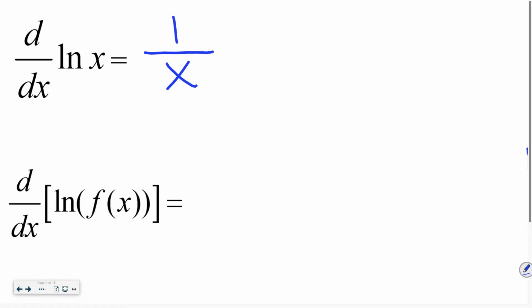Okay, let's talk about the composition, if we have something inside of our logarithm. If we have the natural log of f of x, then it's still the same thing: 1 over what's inside times the derivative of what's inside. So you see the natural log, its derivative is 1 over what's inside times chain rule. It's actually a pretty nice rule if you ask me.